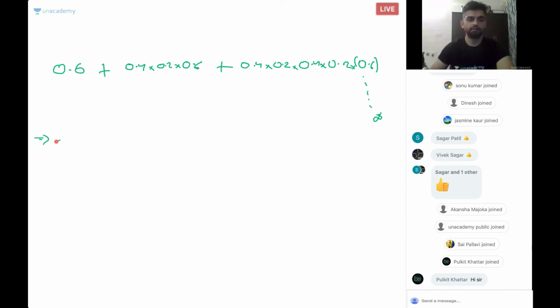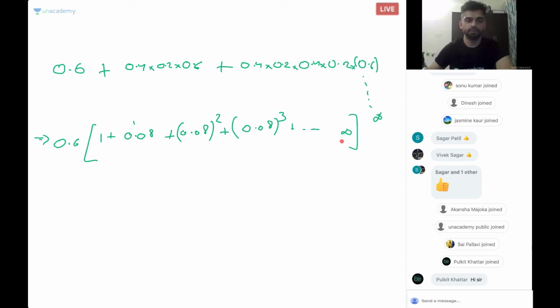This is nothing but 0.6 taken outside, 1 plus 0.08 plus 0.08 का square plus 0.08 का cube and so on up till infinity. Okay, this is the GP. The common ratio is less than 1, as 0.08, and the first term is 1.